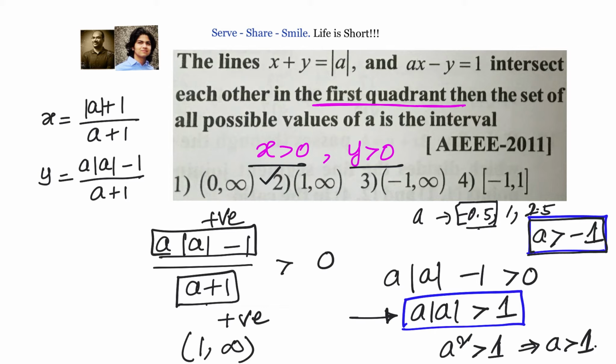If you take a negative value and try to supply in this condition, you will see that it will fail. So now we need to have a value to be positive, that means a into a is a square is greater than 1, that means a is greater than 1. So the interval is 1 comma infinity.